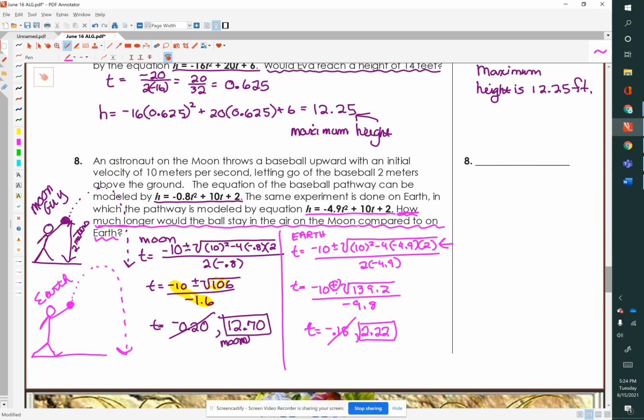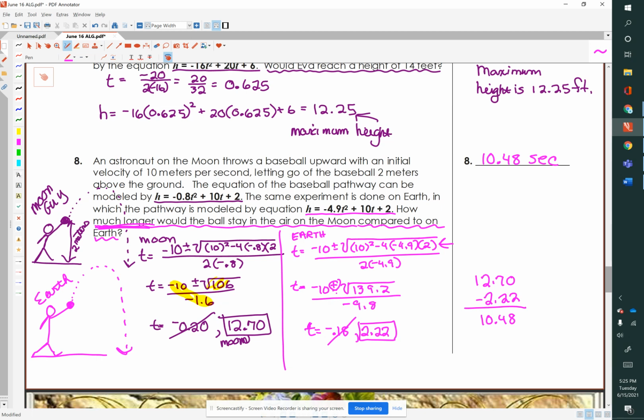Now let's go back to the question. How much longer? So we have to subtract the Earth from the moon to find out how much longer. So the moon time is 12.70 seconds. The Earth time is 2.22 seconds. And we subtract those, we have 10.48 seconds. So how much longer? 10.48 seconds longer, or seconds more on the moon, the ball will stay in the air.